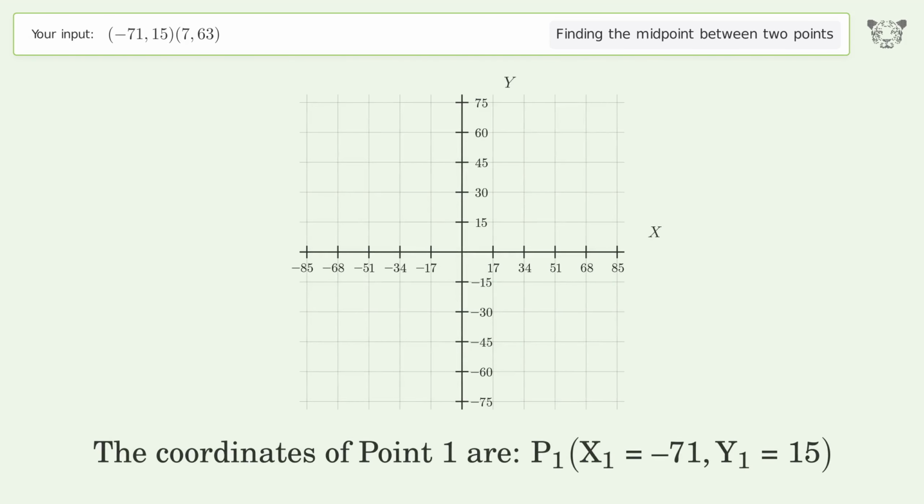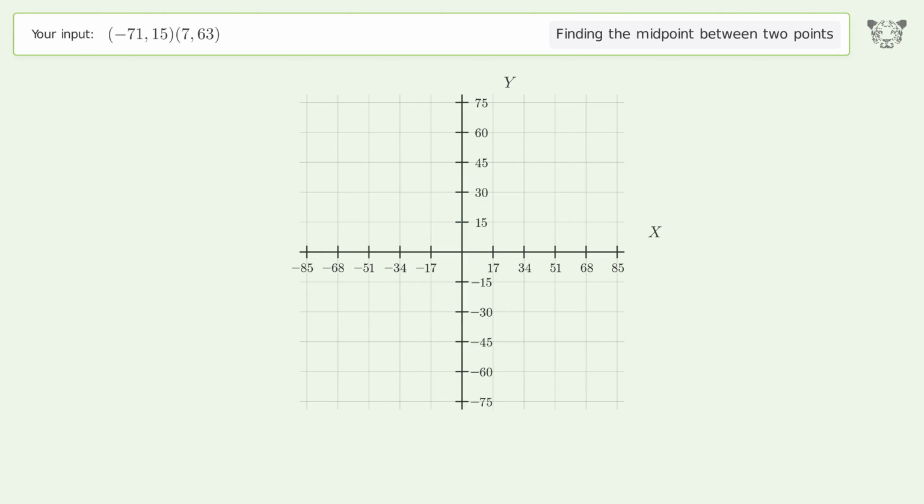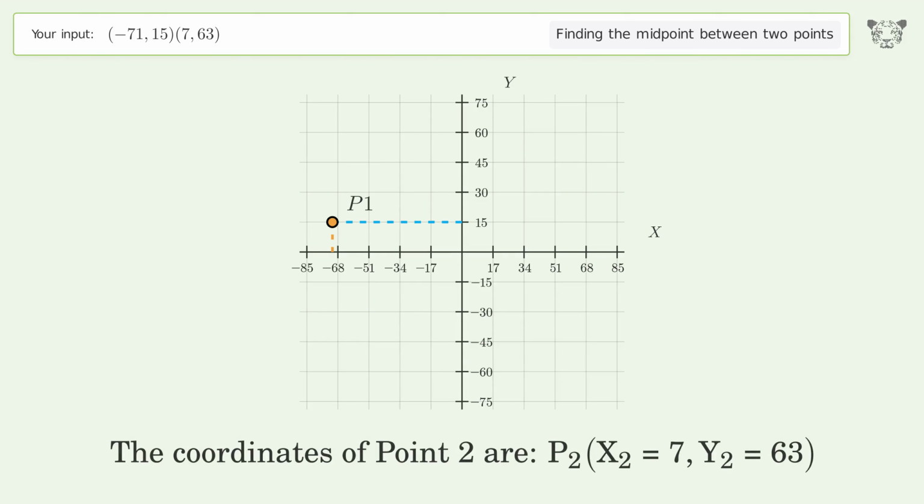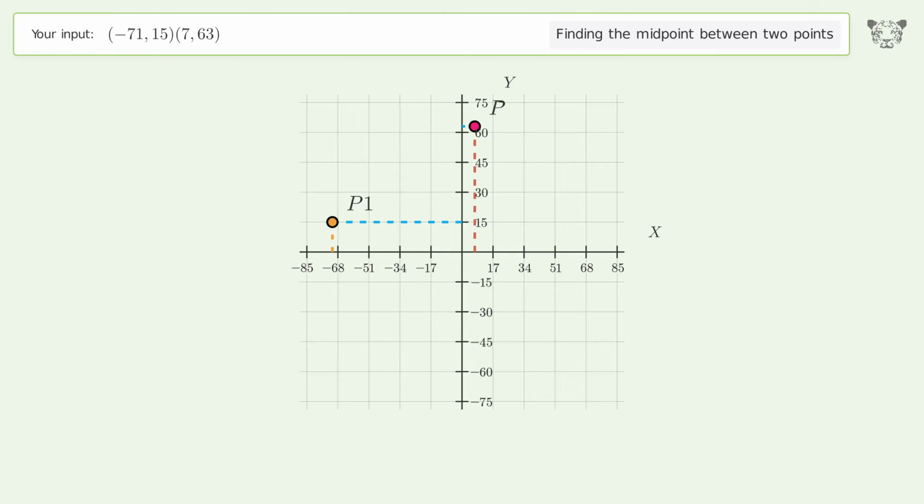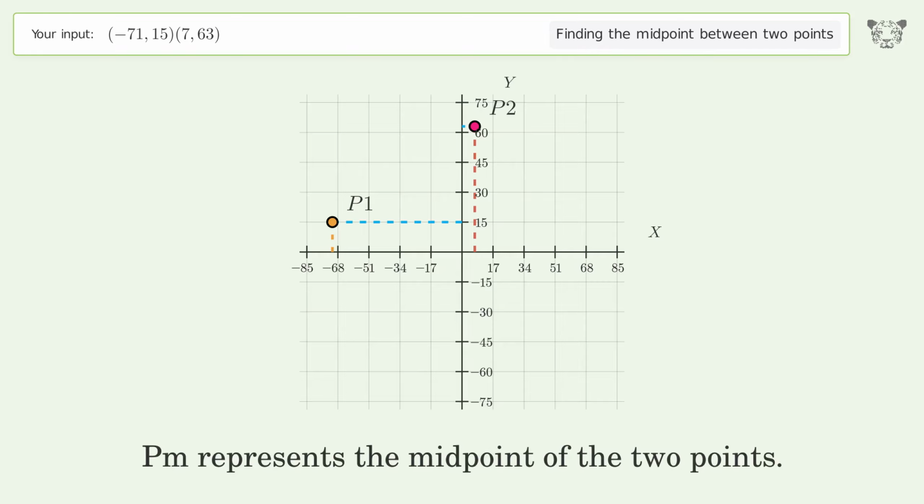The coordinates of point 1 are x1 equals -71, y1 equals 15. The coordinates of point 2 are x2 equals 7, y2 equals 63. PM represents the midpoint of the 2 points.